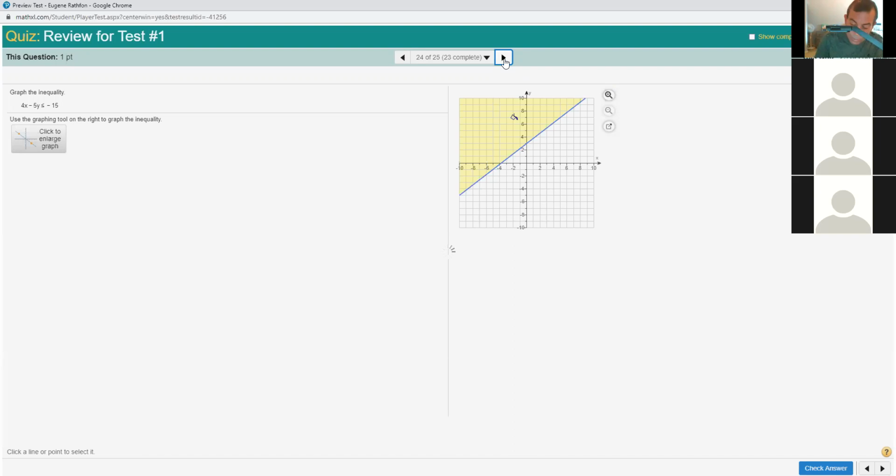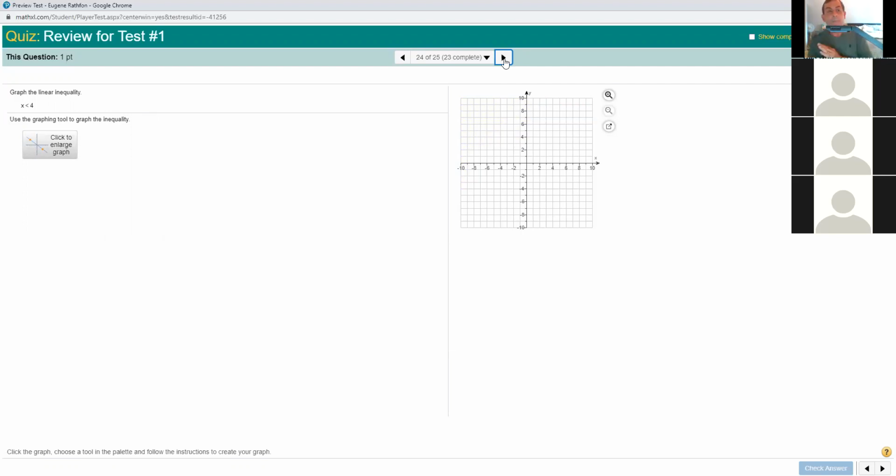All right, so let me write this one down. 4x. Oh, hold on. This is what? X is less than 4. So there's really no work to do on this one. We're just going to go straight to the graph, click it.